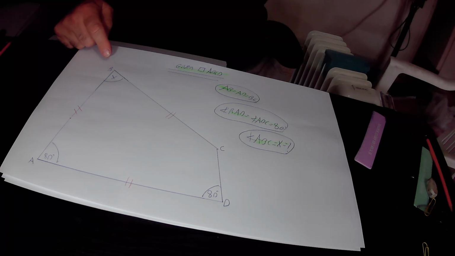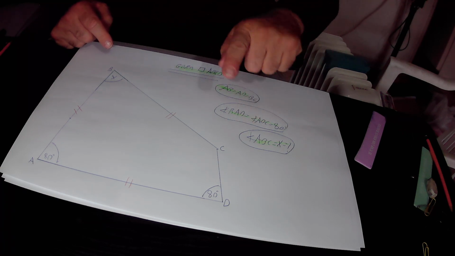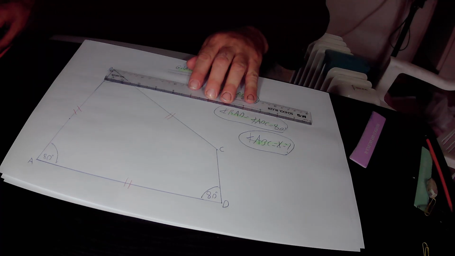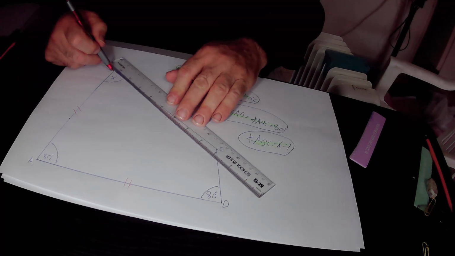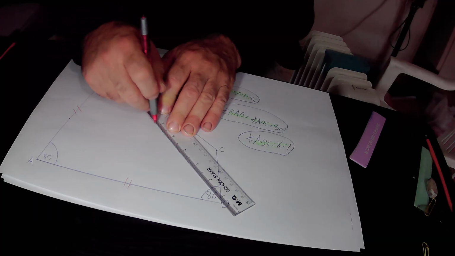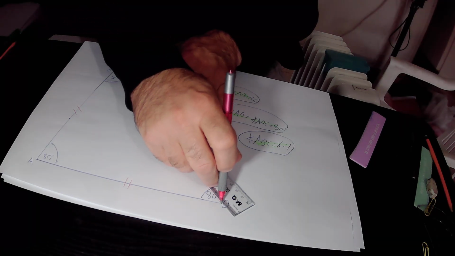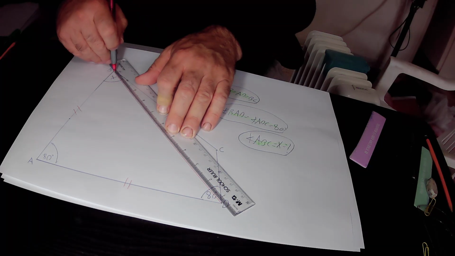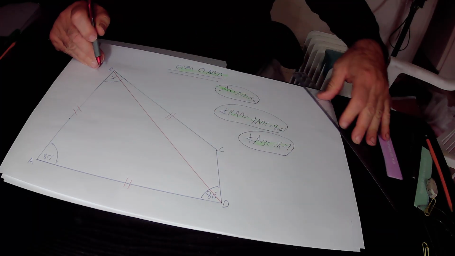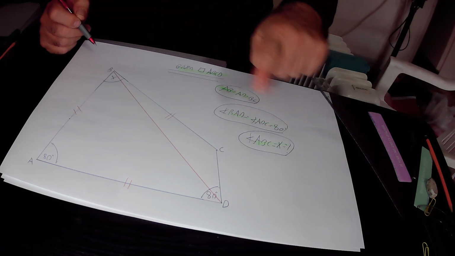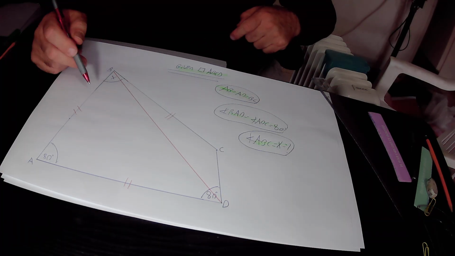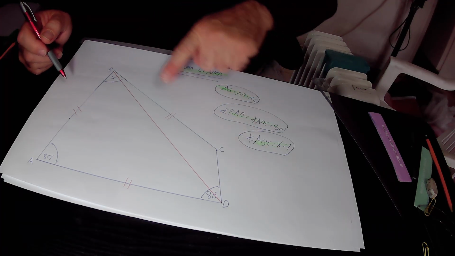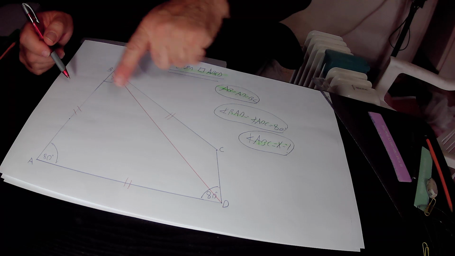So first of all, we will join points B and D together by a straight line. By joining points B and D, we divided quadrilateral ABCD into two triangles. We have the upper triangle BCD and the lower triangle BAD.